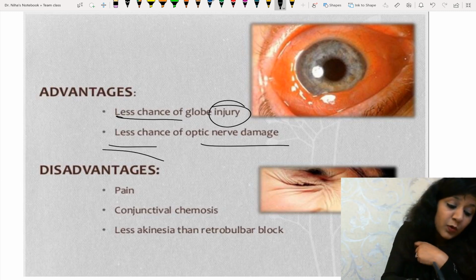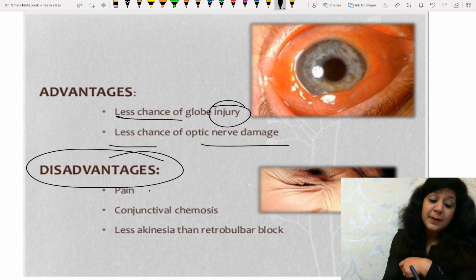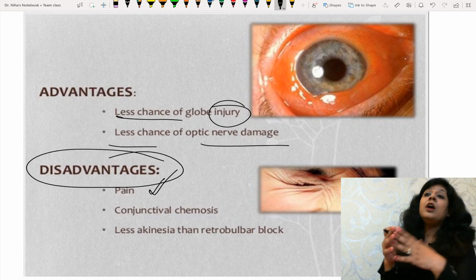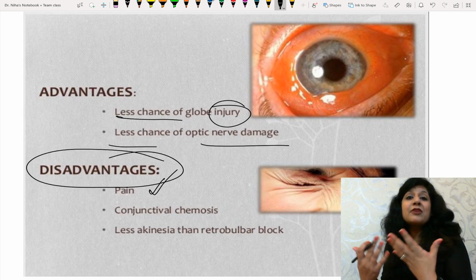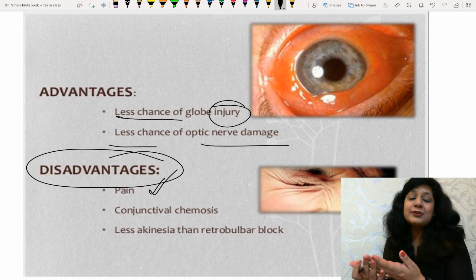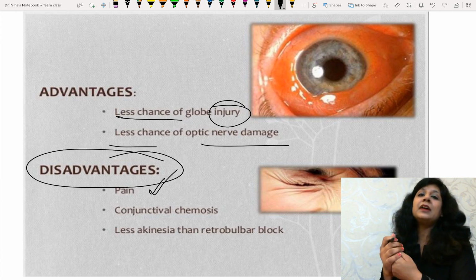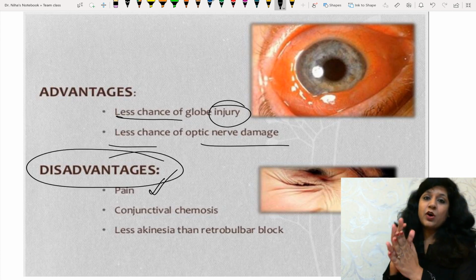But what are the disadvantages? It is a painful procedure. So even the anesthesia that you are giving for the cataract surgery is painful. So that is an irony. We can use topical anesthetics over the cornea before that.